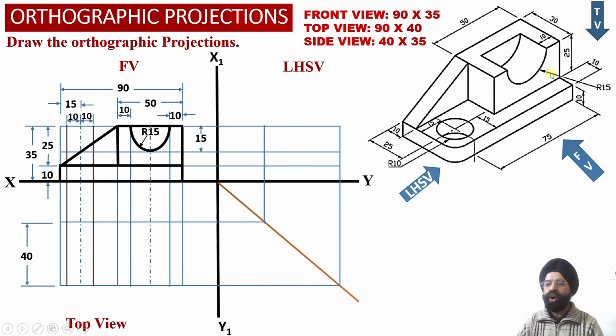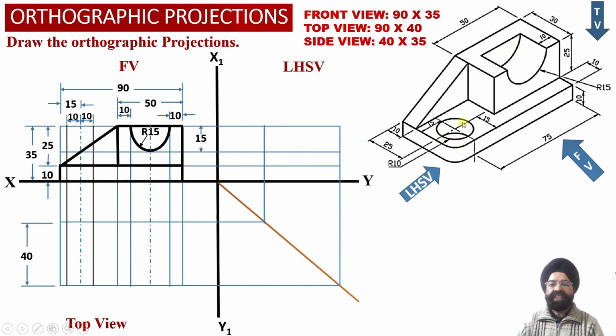Since this surface of the rectangular block is also parallel to the vertical plane, we have been able to obtain the true shape projection corresponding to the front surface of this rectangular block. Similarly, since this semicircular vertical surface corresponding to the rear side of the web is also parallel to the vertical plane, in the front view projections we have been able to obtain the true shape projections corresponding to this vertical surface of the semicircular slot.